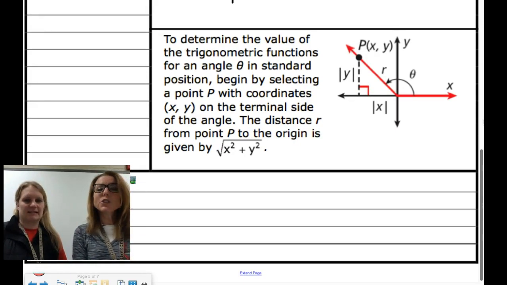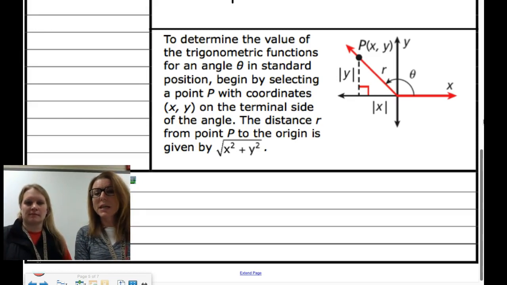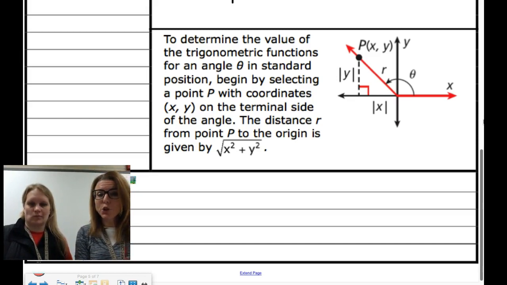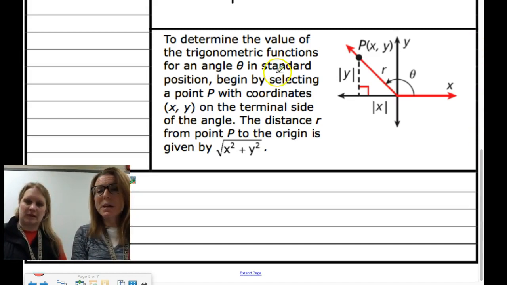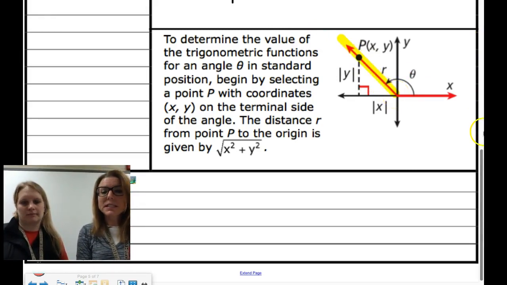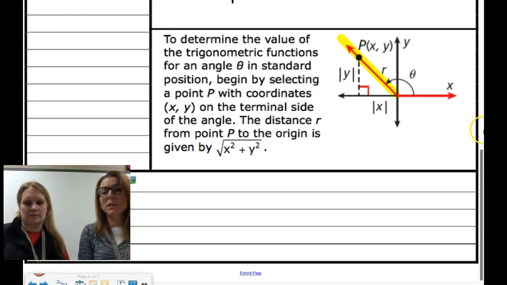To determine the value of the trigonometric functions for an angle theta in standard position, begin by selecting a point P with coordinates x, y on the terminal side. The terminal side is where we ended; we started here, we ended here, so this is our terminal side. Then the distance r from point P to the origin is given by the square root of x squared plus y squared.